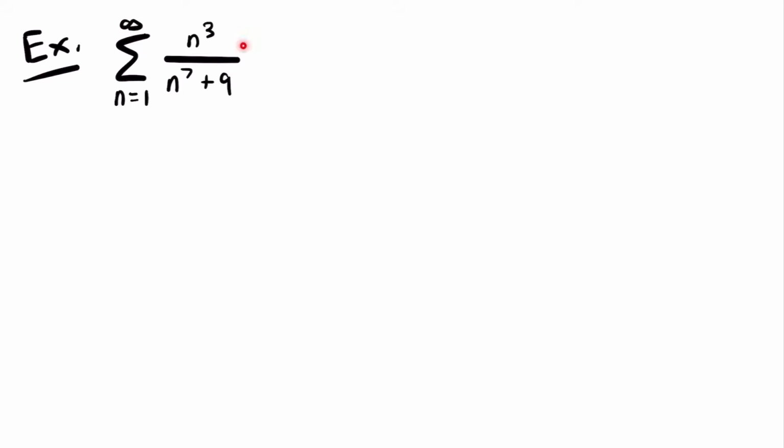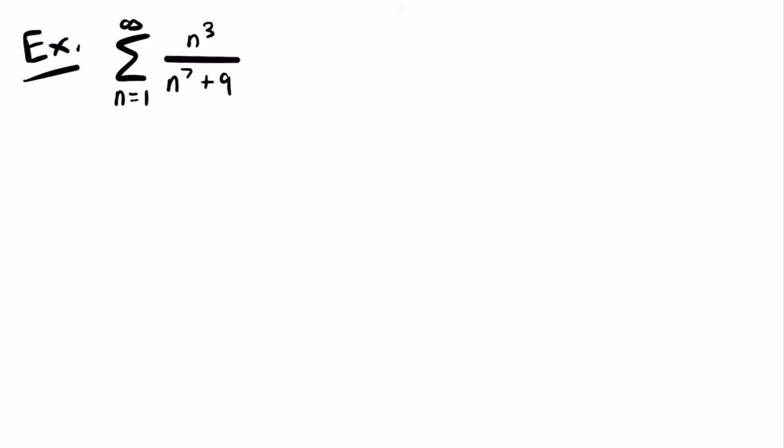All right, so here's our first example. For this series, we have the sum from n equals 1 to infinity of n cubed divided by n to the power of 7 plus 9. This series is not a special type of series that we can immediately determine the convergence of. It's not a p-series and it's not a geometric series. And so we're going to need to use a different test to determine the convergence of this series. In this case, we're going to be using the limit comparison test.